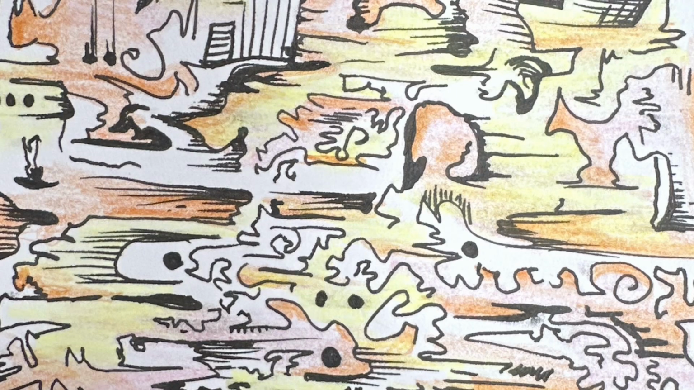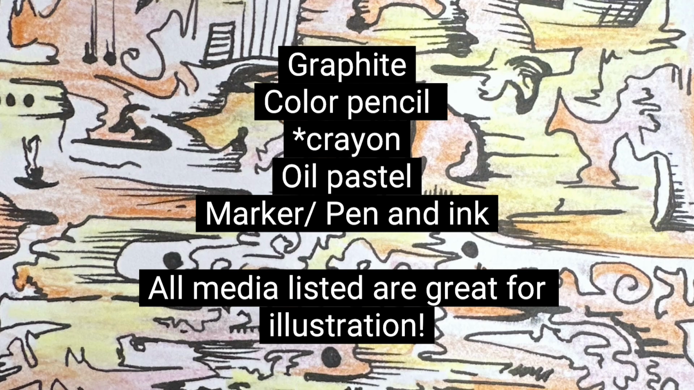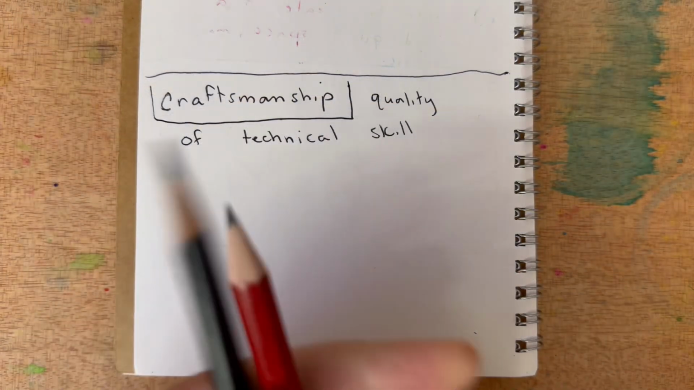Welcome, artists! Today we're diving into 4 powerful 2D dry media tools: graphite, colored pencil, oil pastel, and marker. You're going to learn how each material works, what common mistakes to avoid, and how to use techniques to make your art shine, no matter what your subject is.